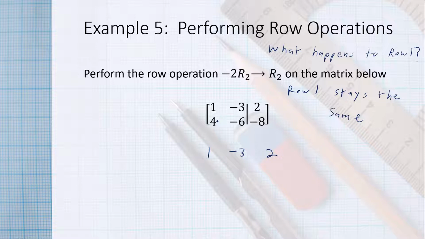But now for row 2, we're going to take our first element, 4, multiply it by -2, which will give us -8, and put that back into row 2. So this will be -8. We're going to take -6, multiply it by -2, which will give us +12, and put that back in the second element, or in the second column. This will be 12. And then finally, we are going to take -8, multiply that by -2. That will give you +16, and put that on the constant side. And that is what our new matrix is going to be.